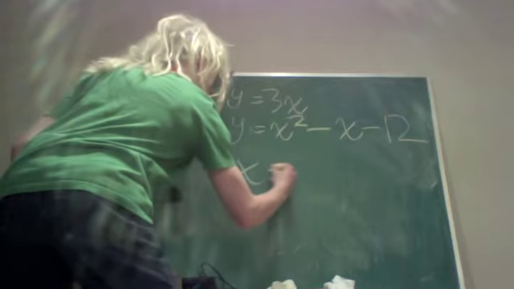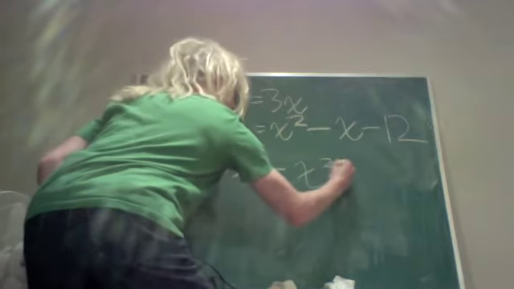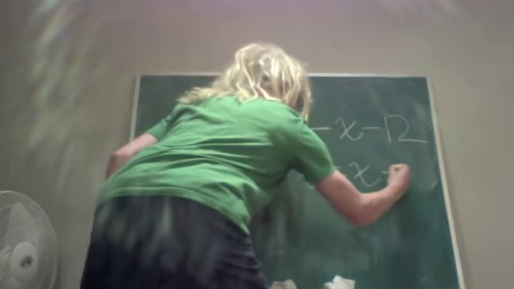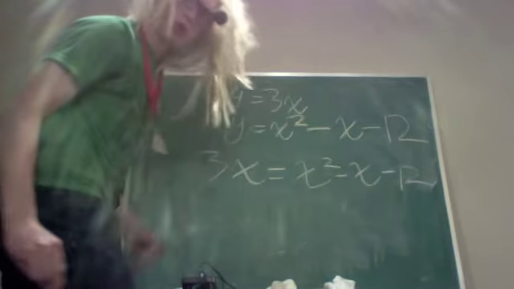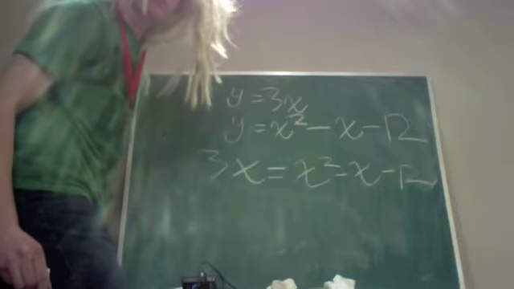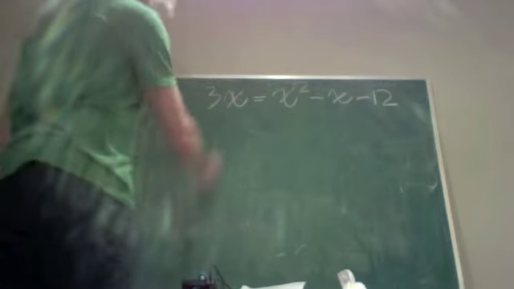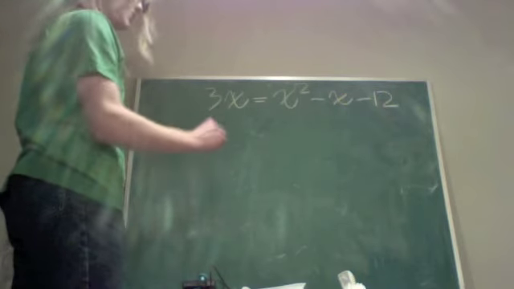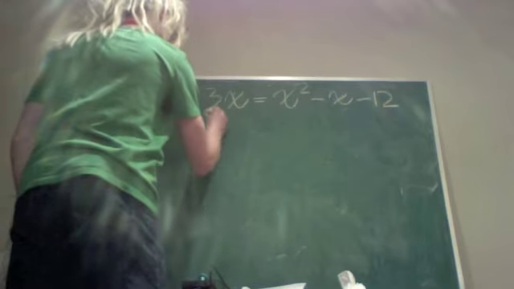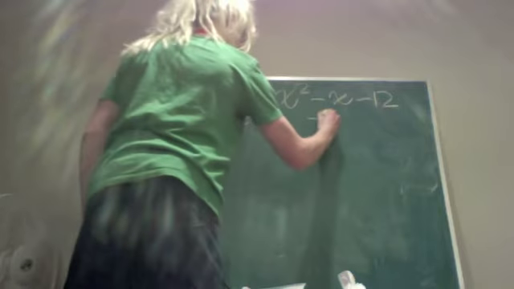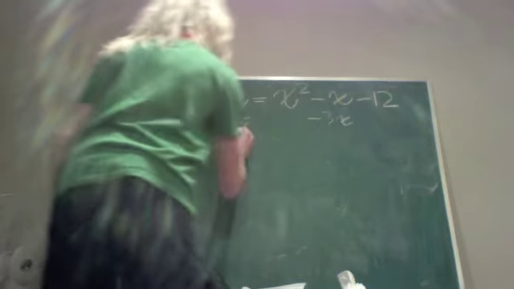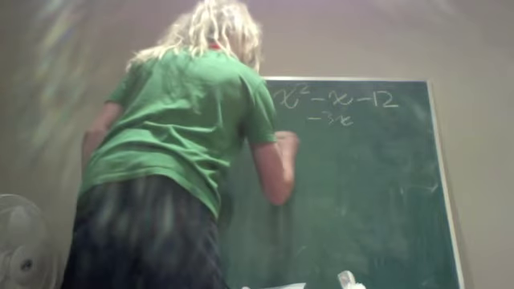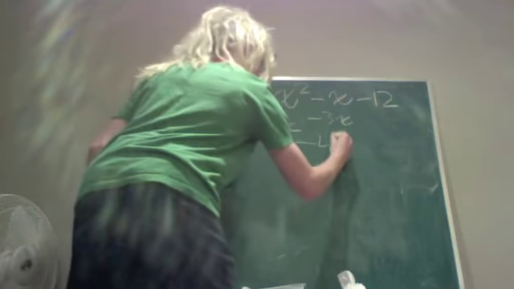3x equals x squared minus x minus 12. Now, we're ready to solve this. Now that we've set the equations equal to each other, we're going to try and set the equation equal to 0. So we're going to move this 3x over to this side. So subtract the 3x from both sides. We're left with 0 equals x squared minus 4x minus 12.